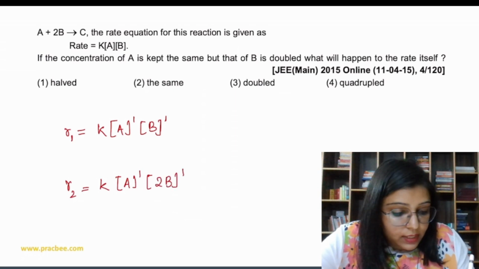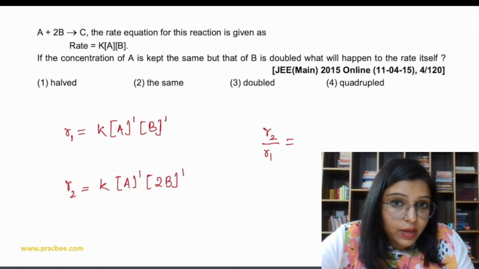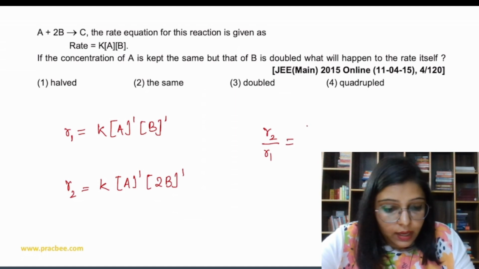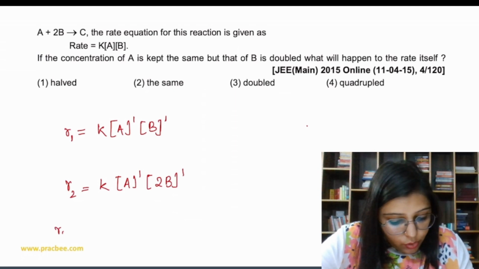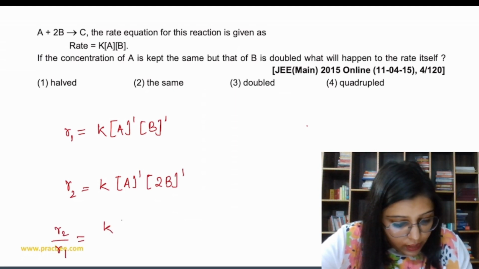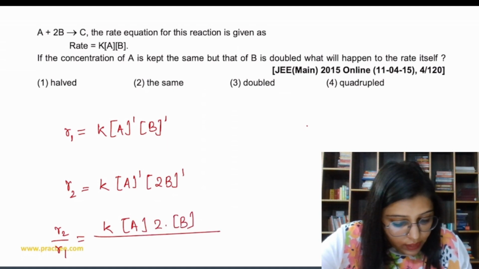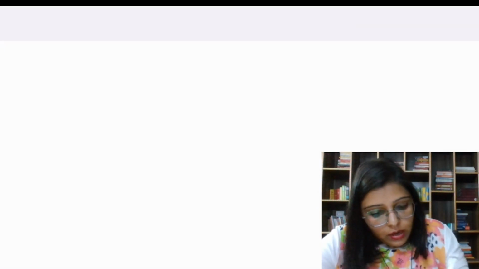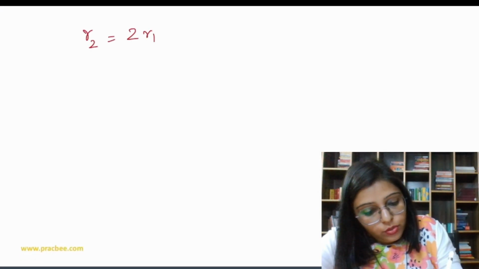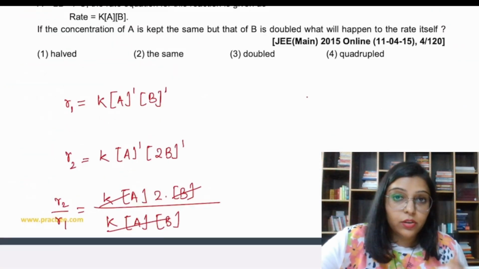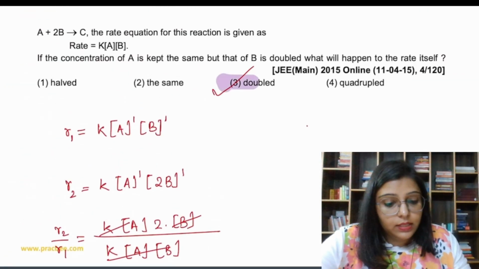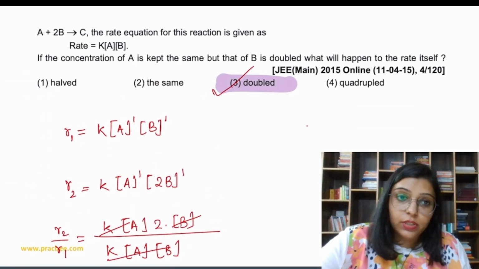If I say R2 by R1, it is equal to k[A](2B) over k[A][B]. So R2 becomes 2 times R1, right? So the rate of reaction is doubled. The answer is 3. The rate of reaction is doubled.